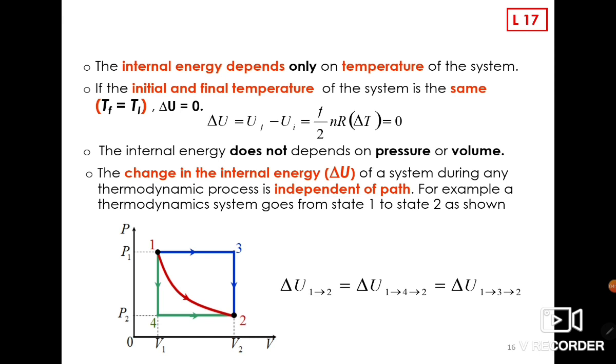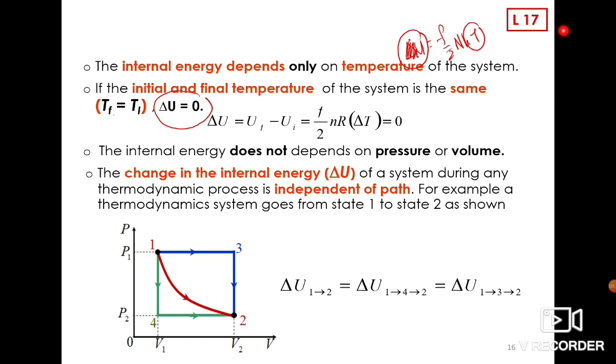The internal energy depends on temperature. As you can see, U is equal to f over 2 nRT, right? So U depends on temperature. If the initial and final temperature are the same, so T final and T initial are the same, then delta U equals 0. The internal energy does not depend on pressure and volume because it only depends on temperature.